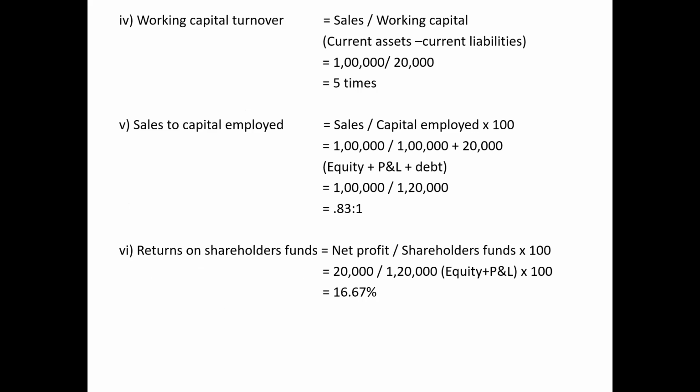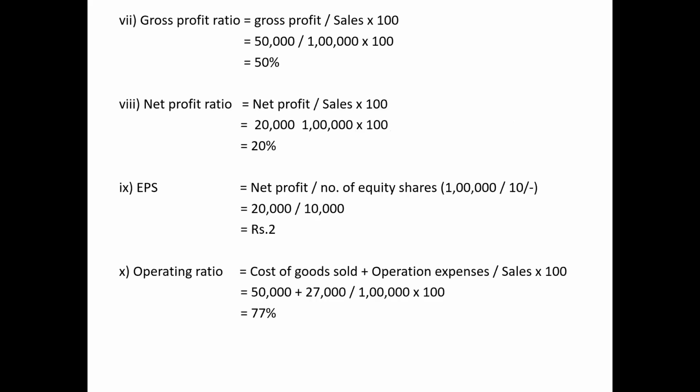Now, returns on shareholders fund. Returns means profit, of course, and shareholders funds means only equity plus P&L plus reserves. So net profit you will get from your P&L account. Shareholders funds you will get from your balance sheet. Into 100 you get 16.67%, right? Just learn the formulas by heart. Ratio analysis becomes very simple.